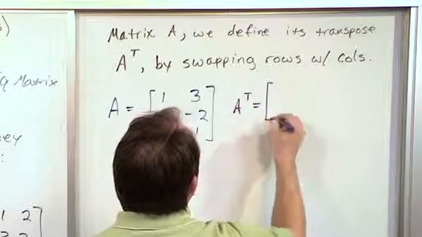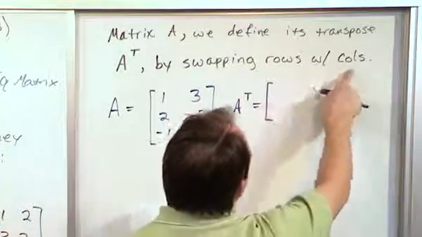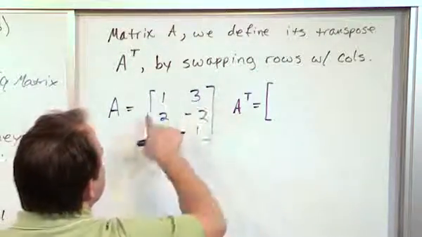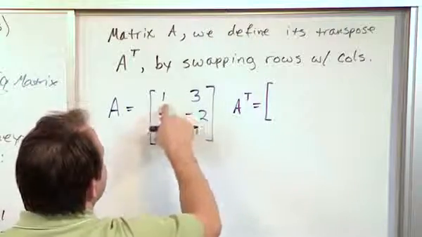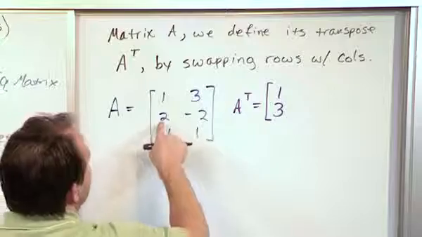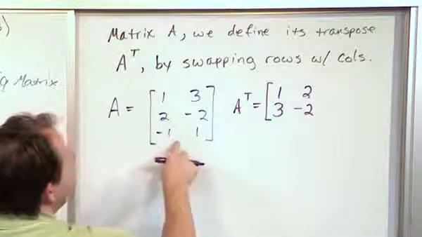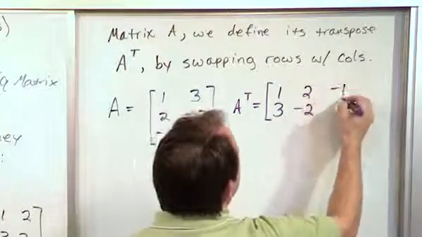We derive its transpose from the elements of the original matrix. Basically what we do is we swap rows with columns. So here's a row, here's a row, here's a row. If this row is here, we make that into a column, 1, 3. This is a row, we turn it into a column, 2, -2. This guy's a row, we turn it into a column, -1 and 1.